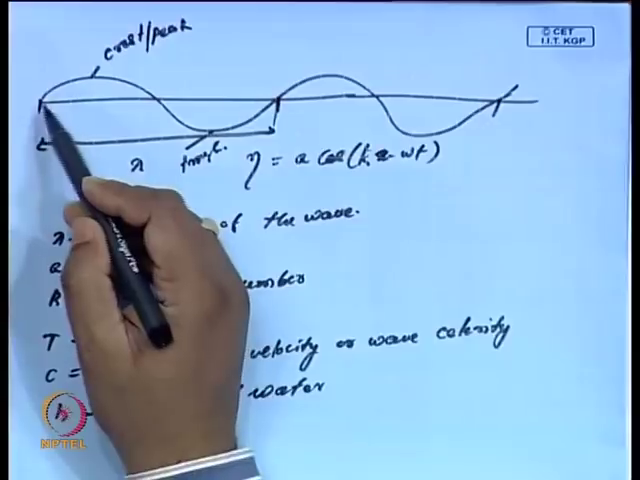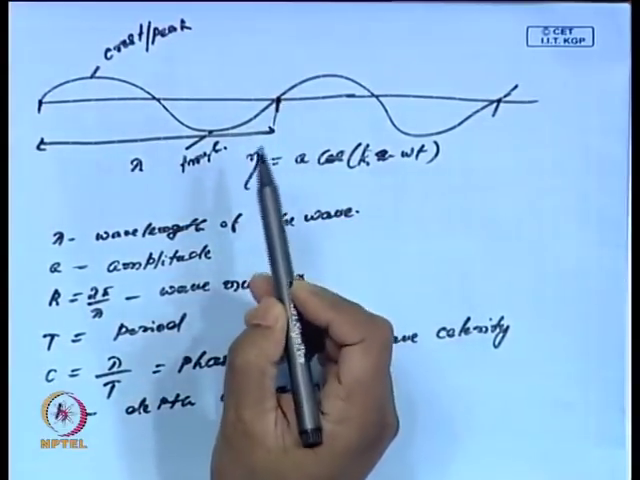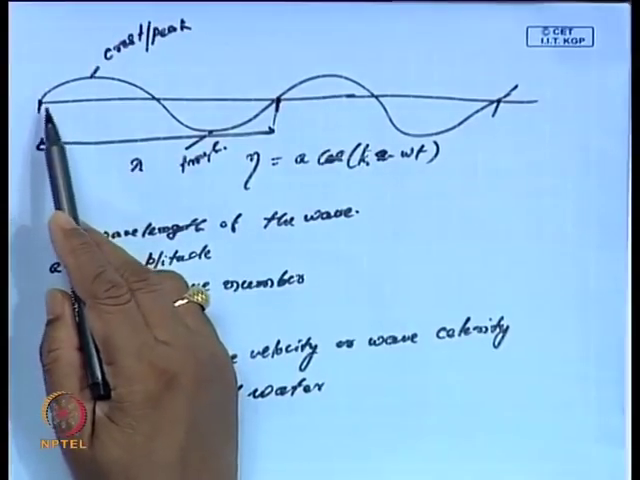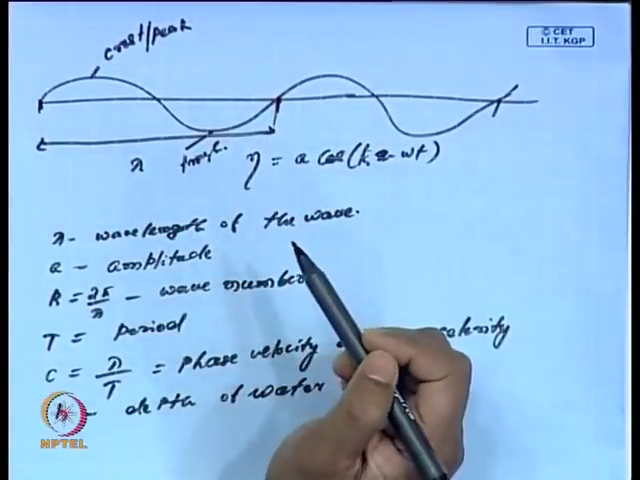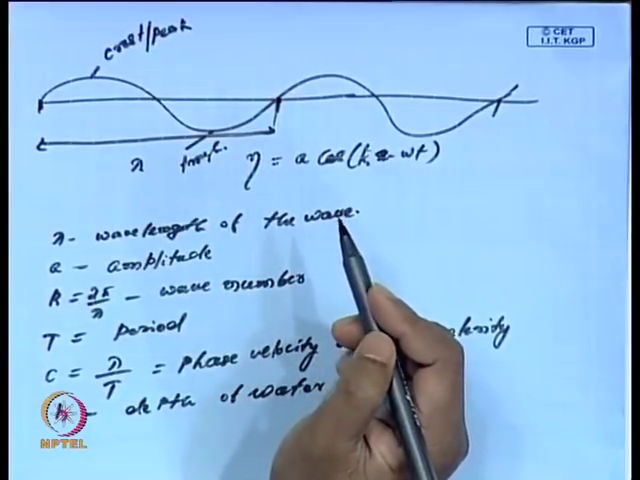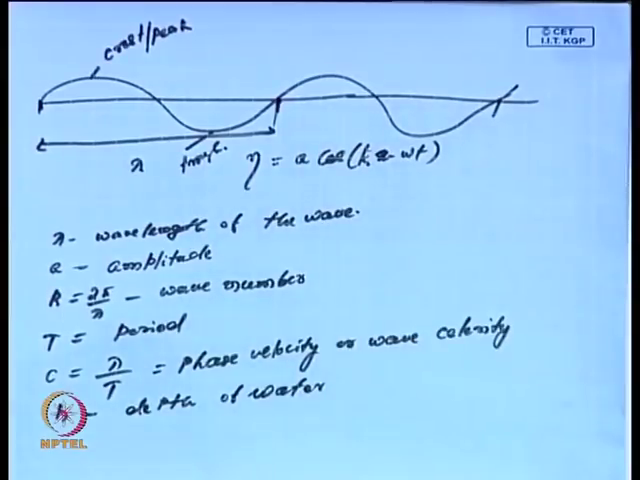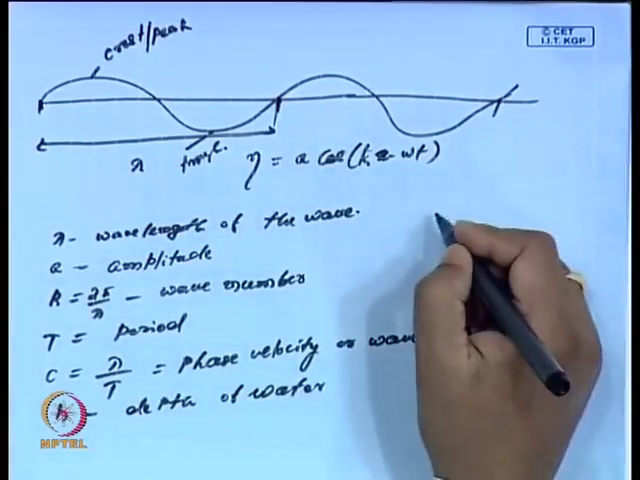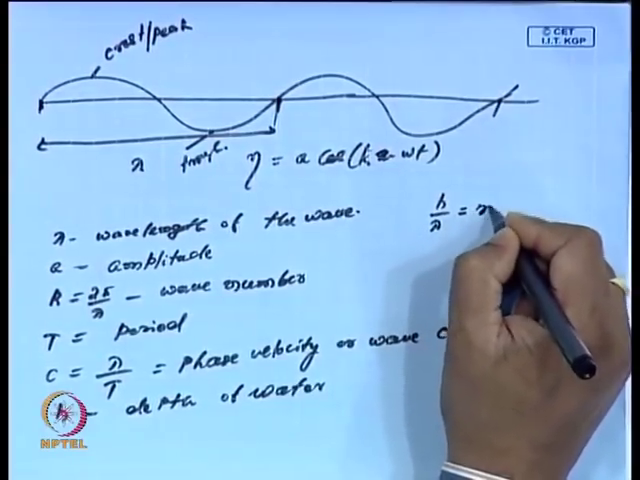It's complete, one cycle complete. So this distance we call lambda, and the time taken by the wave to propagate this distance is called the period, and c becomes the phase velocity, which is lambda by T. And h is the depth of water, then h by lambda we call the relative depth.